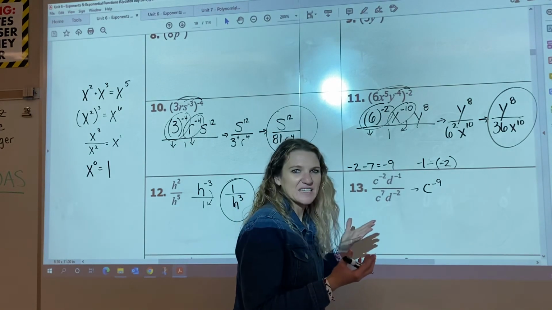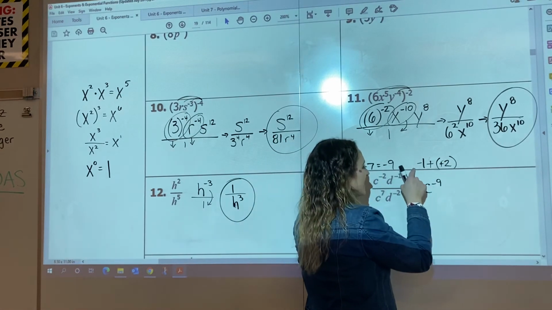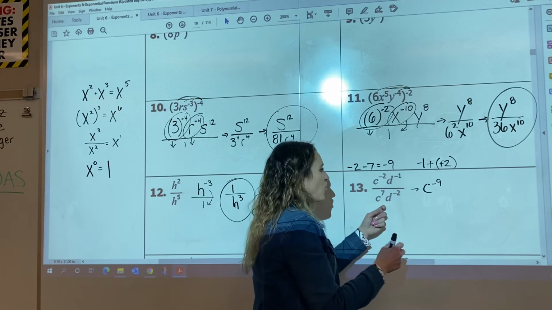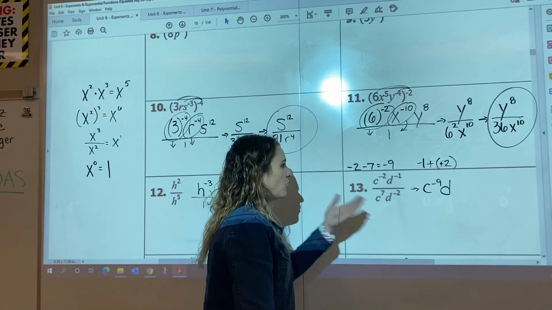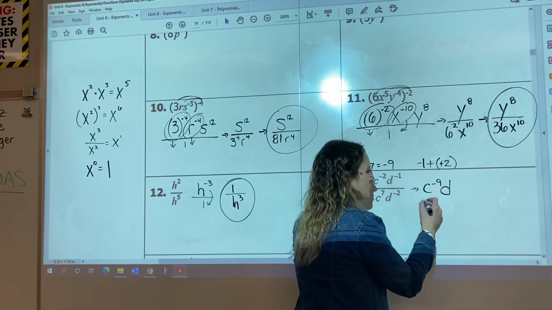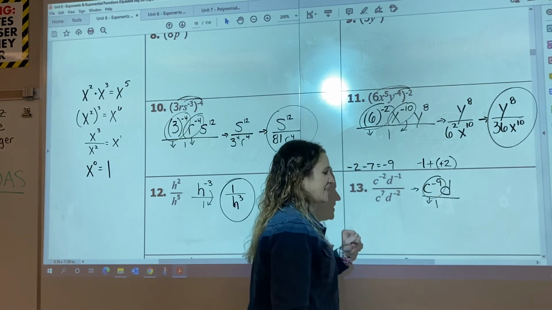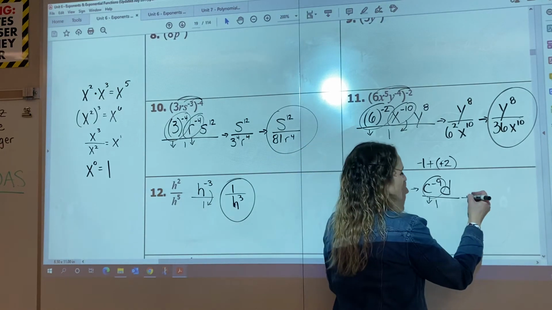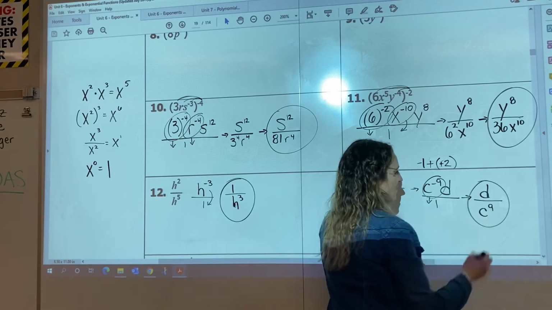What happens when we minus a negative? We plus a positive. -1 plus 2 is a +1. So we're going to have d to the 1st power, or just d. Well, I'm not quite done yet. I need to move this negative exponent. I'm going to throw that guy over 1, send him into the denominator, leaving me with d on top, c to the 9th on the bottom.